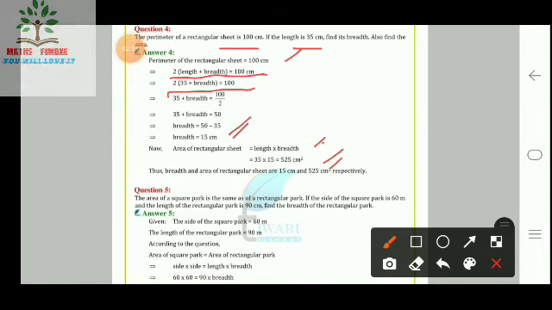Find the breadth of the rectangular park. So what is given here? A rectangular park and a square park are given. The side of the square park is 60 meter, the length of the rectangular park is 90 meter, and they have given that the area is the same.